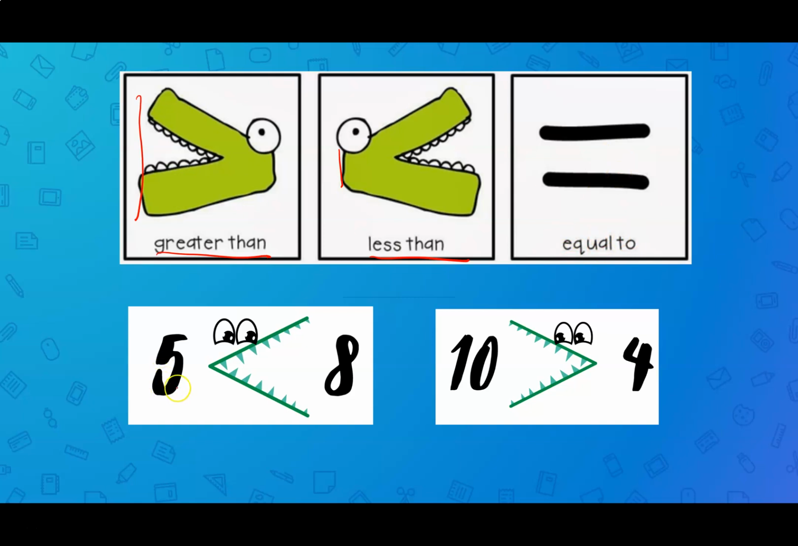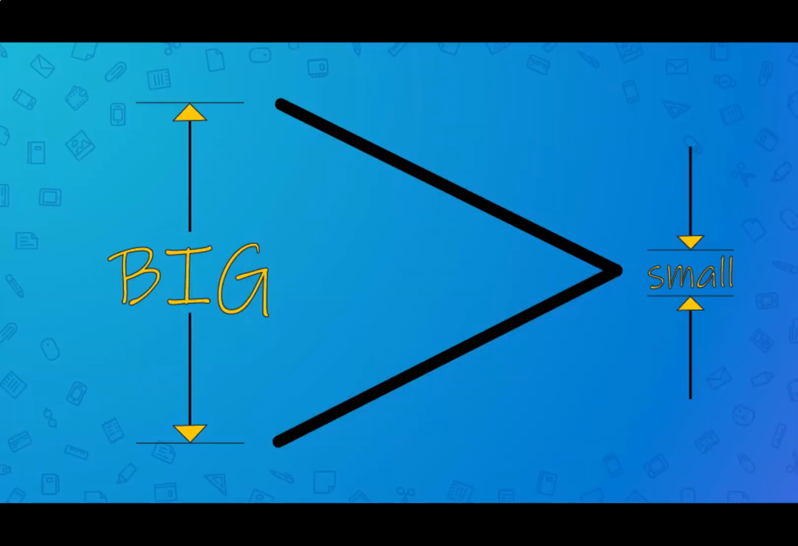So here you can see when we are comparing 5 and 8, that big alligator mouth is eating the 8. 8 is greater than 5. Technically, we should say 5 is less than 8 because we read the numbers in the same way we would read a book from left to right. In this case, we would say 10 is greater than 4. Some people simply remember that the big open side of the symbol points towards the big number and the small pointy part points to the smaller number.